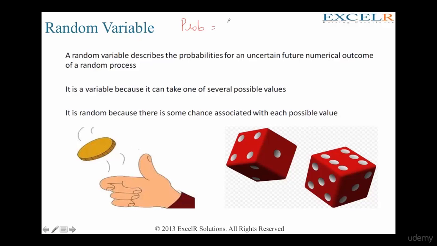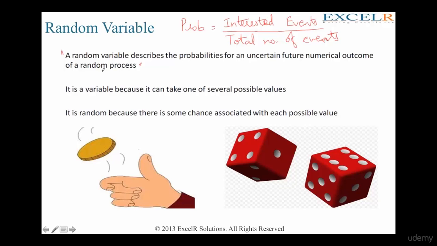Probability is equal to interested events divided by total number of events. All right. What is a random variable? A random variable describes the probabilities for an uncertain future numerical outcome of a random process.